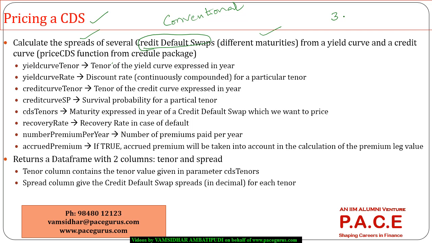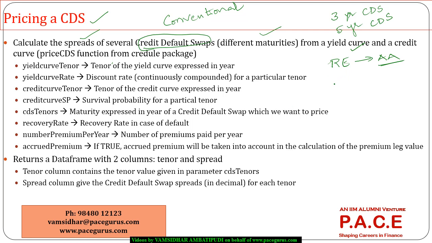Probably I may want to compute what would be the premium to be paid for a 3-year CDS as well as for a 5-year CDS. So I may be interested in finding out the spreads associated with the different CDSs. For that I should give the yield curve as an input. Let's say the reference entity is a AA rated bond. Now I can understand what is the yield curve of this AA rated bond.